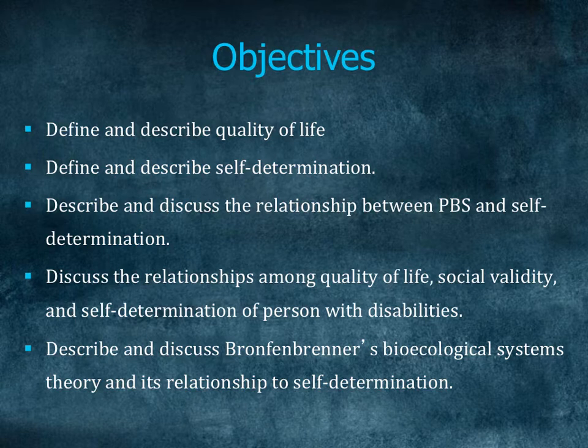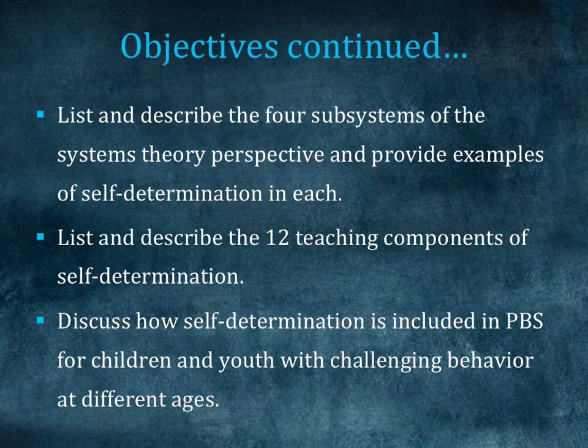We will also describe and discuss Bronfenbrenner's bioecological systems theory and its relationship to self determination. We will list and describe the four subsystems of the systems theory, and we will list and describe 12 teaching components of self determination. We will also discuss how self determination is included in PBS for children and youth with challenging behaviors at different ages.